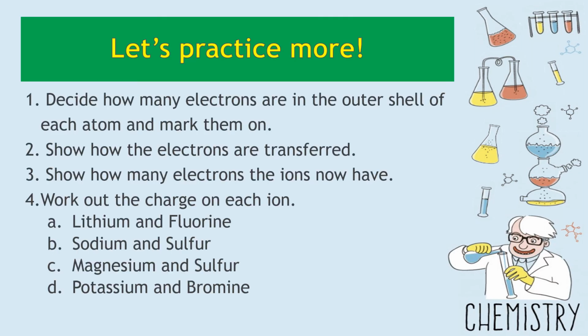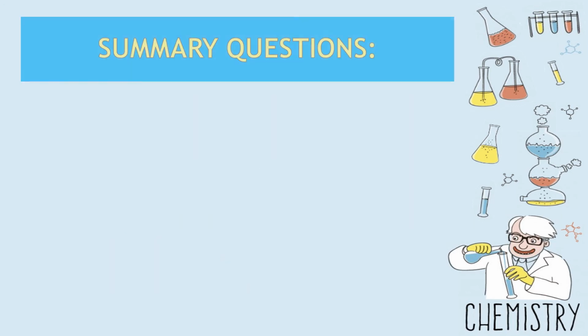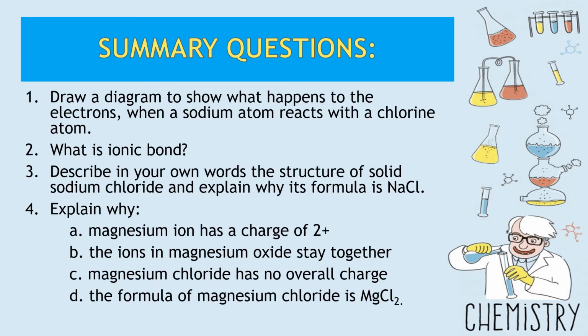Now we can practice more. You can decide how many electrons are in the outer shell of each atom and mark them on. You need to show how the electrons are transferred, and also how many electrons the ions now have, or the charge on each ion. Now for the summary questions, you need to draw a diagram to show what happens to the electrons when a sodium atom reacts with a chlorine atom.